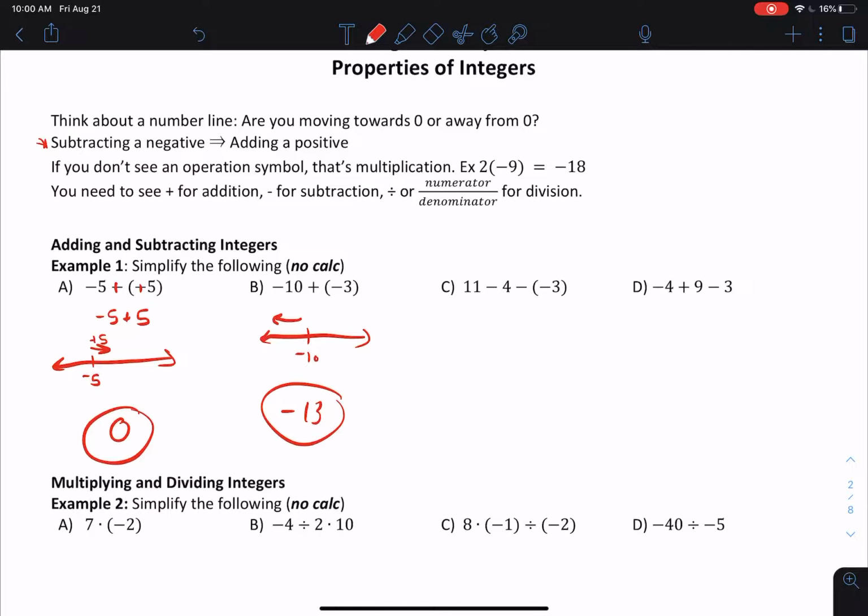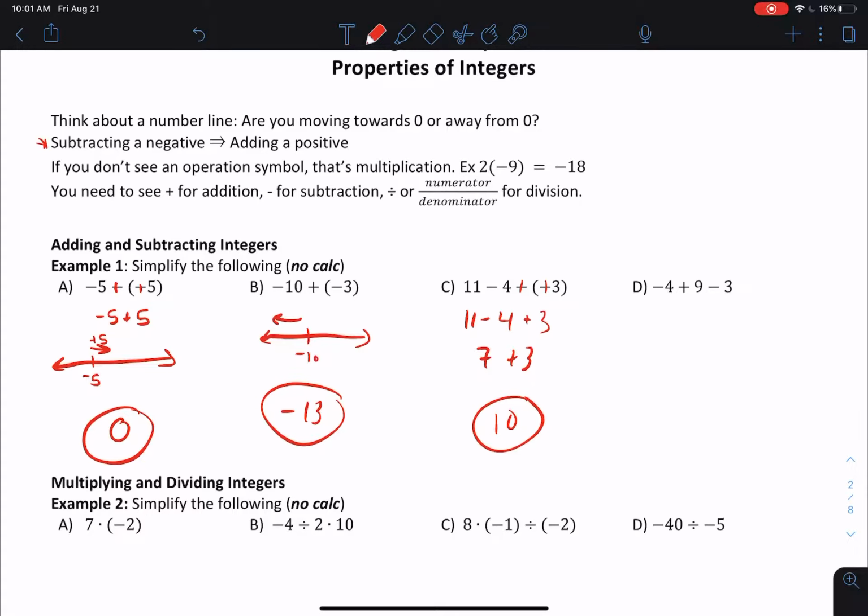Next we have 11 minus 4 minus -3. Well, I can rewrite that as 11 minus 4, minus a negative is the same thing as adding a positive, so that's going to be plus 3. So 11 minus 4, I'm just going to do this in two parts. 11 minus 4 is 7. I'm adding 3 to that, so I'm going to end up at 10.